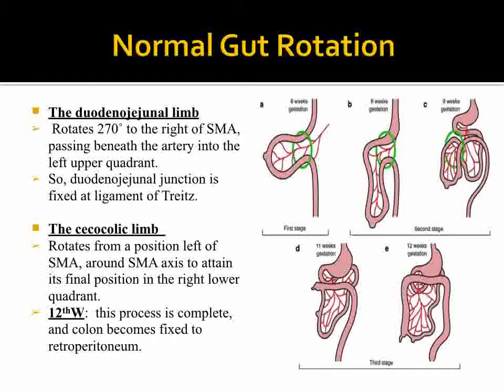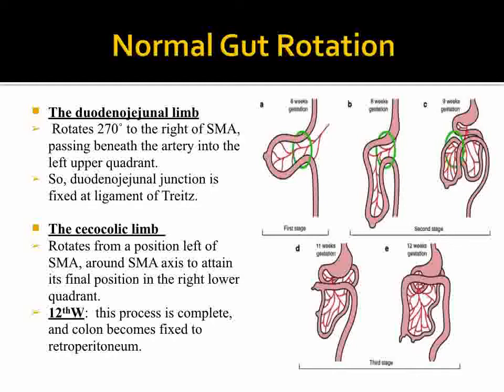The small intestine will not be in the middle of the abdomen, and the colon will not be in the periphery. What occurs in intestinal malrotation is that the duodenum will be straight, coming from the right side of the abdomen. It will not be C-shaped. No, it will be straight.